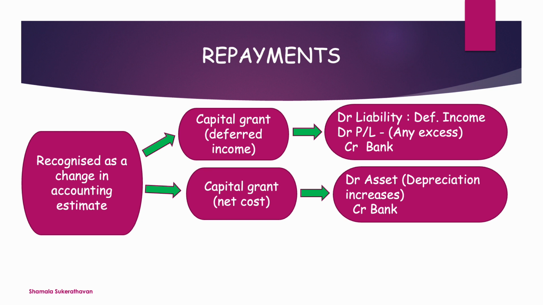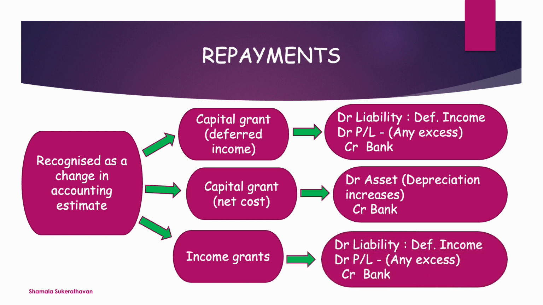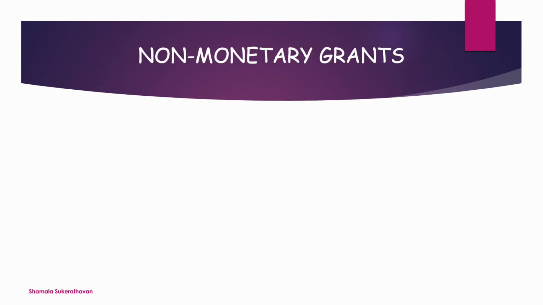In the case of income grants where receipt is being recognized over several accounting periods to match with the related expenditure, the entry to recognize the repayment will be the same as capital grant where the deferred income approach is adopted. A government grant may take the form of a transfer of a non-monetary resource, for example land.